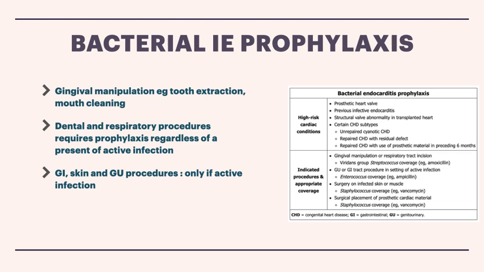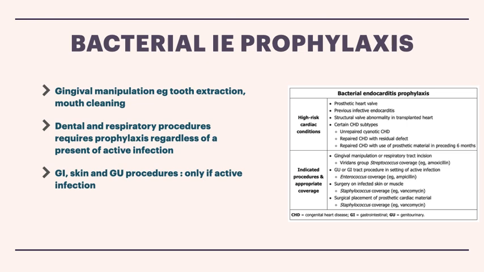So we're going to talk about what these procedures are, and we're going to talk about what these high risk cardiac conditions are. Okay, so let's start with the high risk cardiac conditions. There are at least 4 high risk cardiac conditions, meaning that these patients are at high risk of infective endocarditis or recurrence of bacterial infective endocarditis. So these patients should receive antibiotic prophylaxis, right?